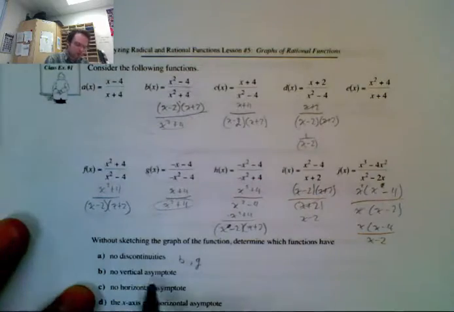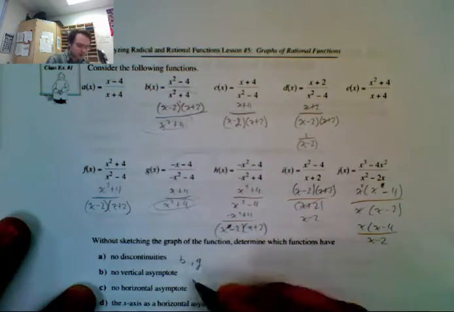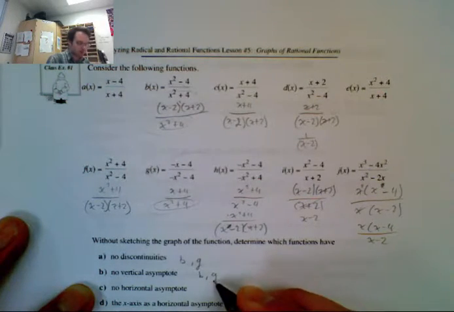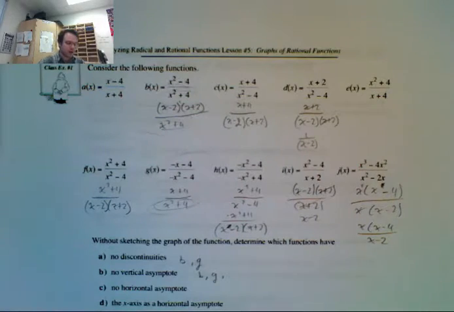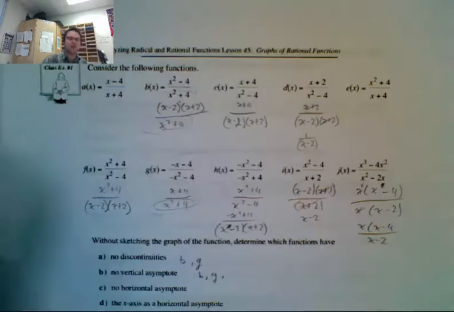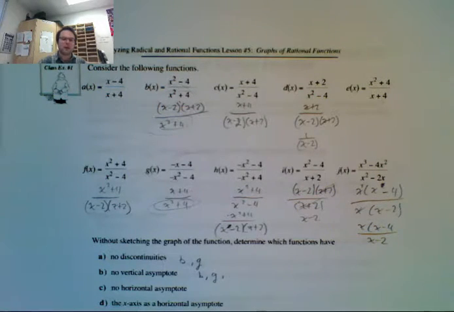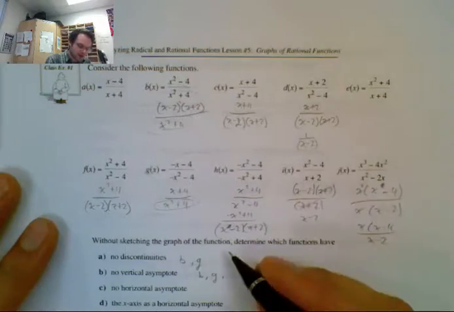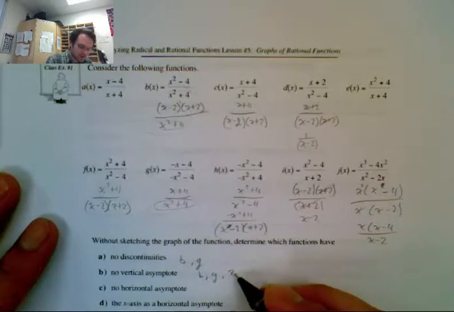So now we look at no vertical asymptote. So that's going to be also B and G, because we can't get the denominator equal to 0. And we look at I here. If we look at I, we're able to cancel off. So it has a point of discontinuity, but it doesn't have a vertical asymptote. So that's going to be I.